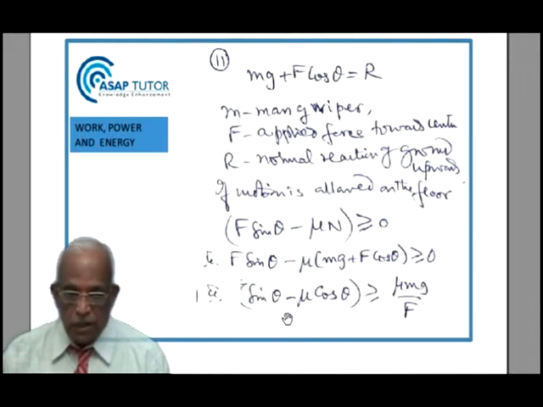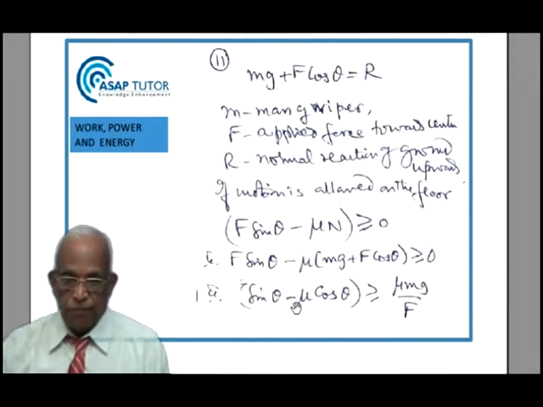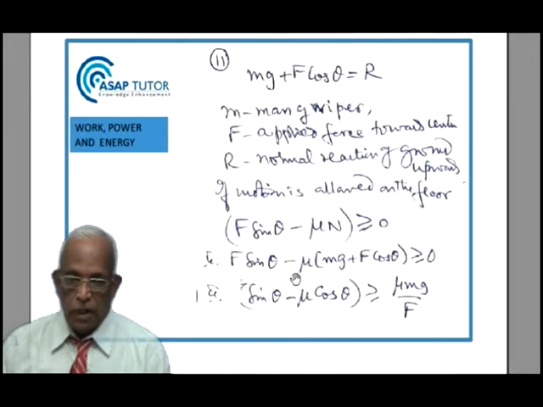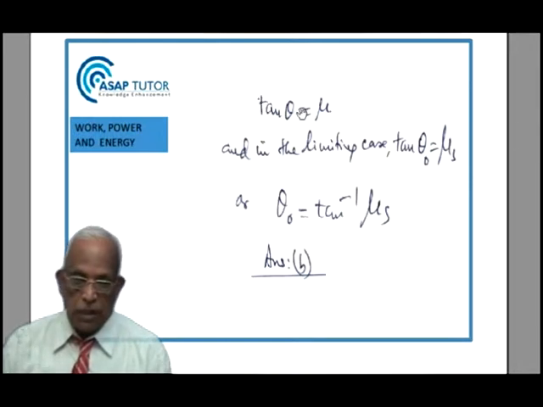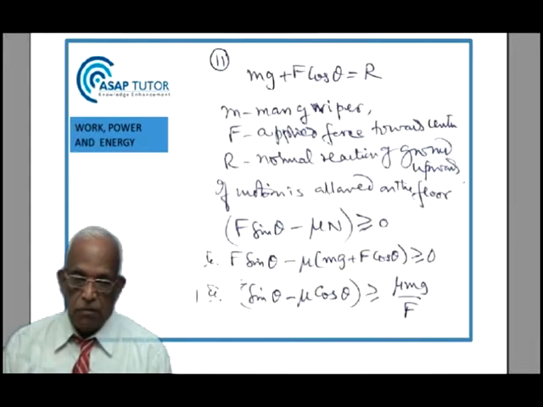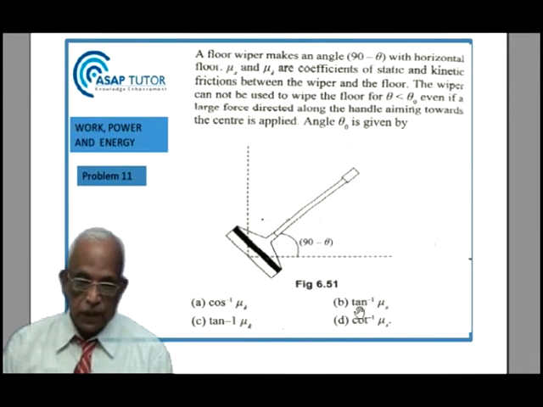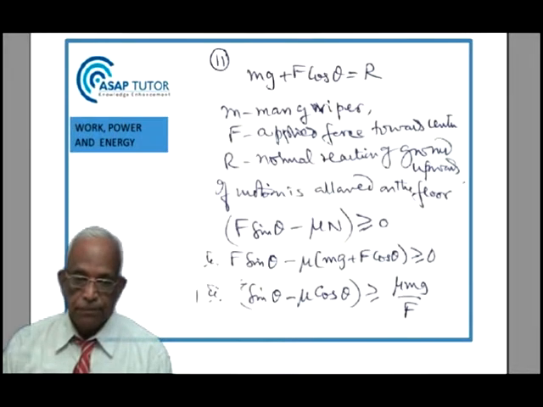F sin theta minus mu F cos theta is greater or equal to mu mg. Then this will be an equality here. So F sin theta is greater or equal to mu (mg plus F cos theta), and taking it to the other side, I'll get the solution. So tan theta equals mu, and in the limiting case, tan theta 0 is equal to mu s. Therefore, theta 0 is going to be tan inverse mu s. Answer is B here. Let me check. Tan inverse mu s is the answer.